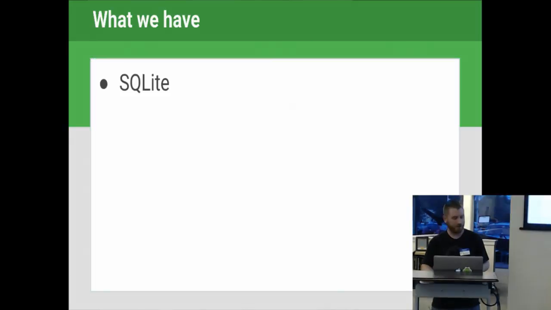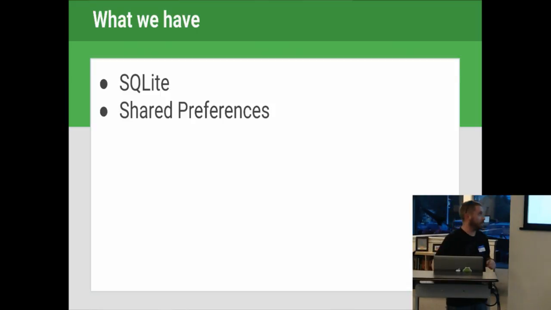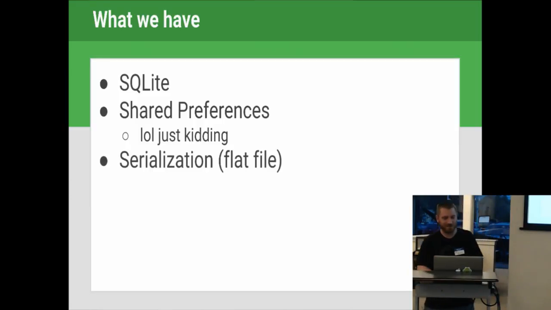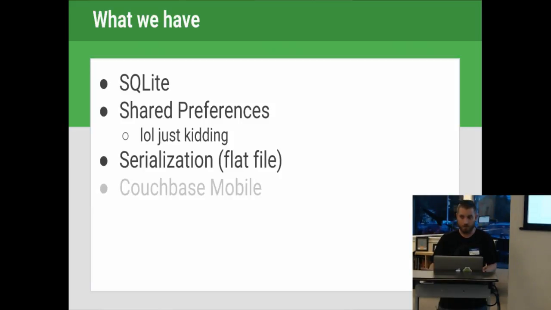This is what we kind of have in Android. We've got SQLite that I mentioned before. We've got shared preferences, which are good for a couple of strings. Some people use it for driving their whole application, which is insane. Don't do that. And serialization to flat files, depending on your data, that might be acceptable.